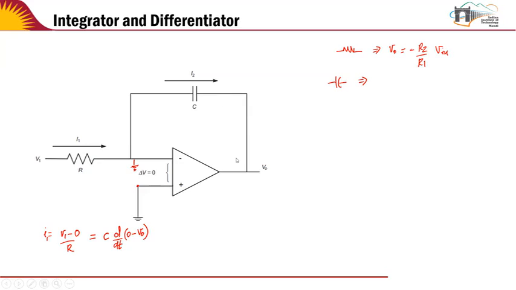So if I want to now write the output in terms of the input, then what do I get? This implies V naught is equal to minus 1 over RC integral Vi dt. Plus, since it's an integral, there might be some initial constant, so let's say some voltage across the capacitor. That means this is actually an integrator system. So whatever input voltage you have, that is getting integrated across the capacitor, and the output is showing the integration of the input. So that's like a cool function, right?